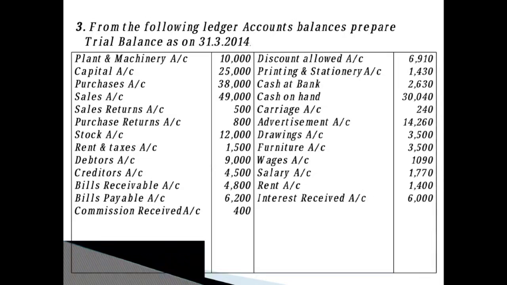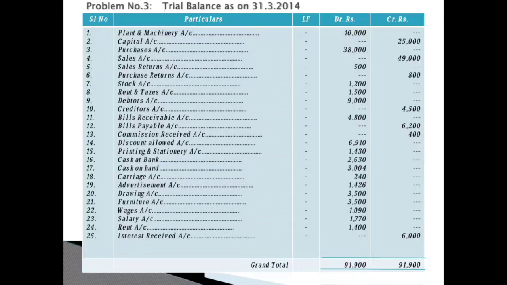The next you have cash at bank 2,630. So whatever cash we have kept in our bank account, that is cash at bank. Okay, 2,630. As it is cash, it is an asset for us. Okay, asset shows debit balance. See 16th one, we have recorded cash at bank 2,630 in a debit column.